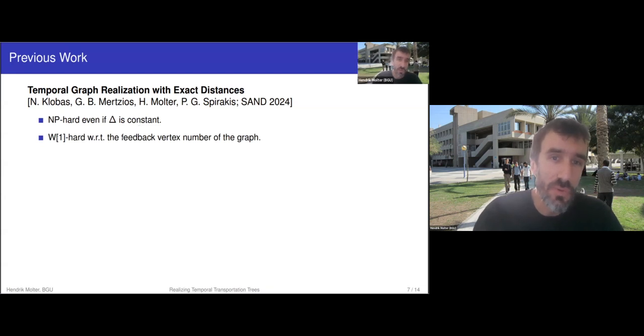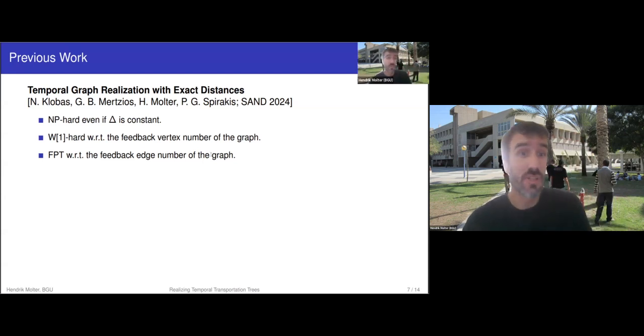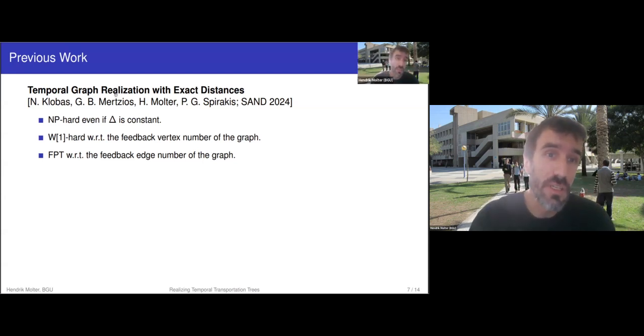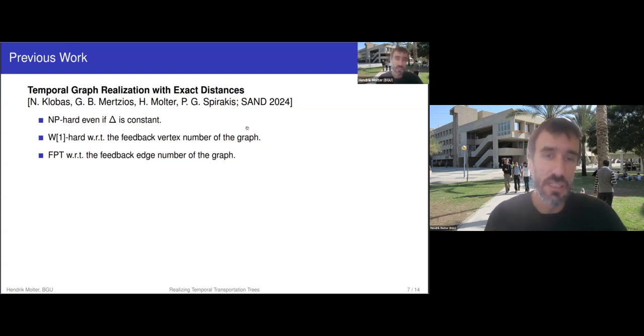It's W[1]-hard with respect to the feedback vertex number of the graph, but it's FPT with the feedback edge number of the graph. So in particular, we can solve this problem here with exact distances in polynomial time if the input structure is a tree, which we cannot do if we have upper bounds. So this is a significant difference between those two problems.